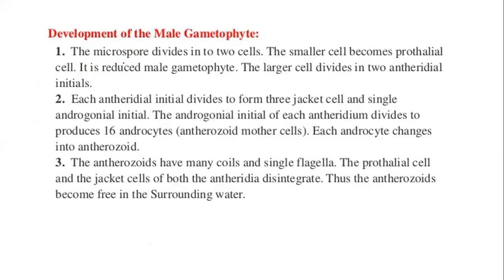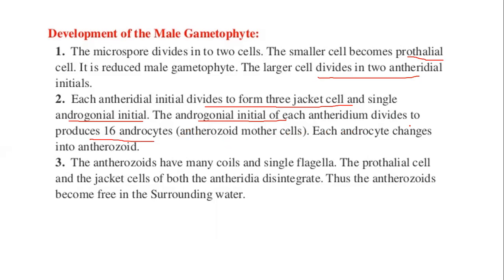So you can see here, this microspore first divides into 2 cells. The first smaller cell we call the prothalial cell. The larger cell is the apical cell, which divides into two antheridial initials. Now, each antheridial initial divides to form three jacket cells and a single androgonial initial. This androgonial initial of each antheridium divides and produces 16 androcytes or anthrozoid mother cells.